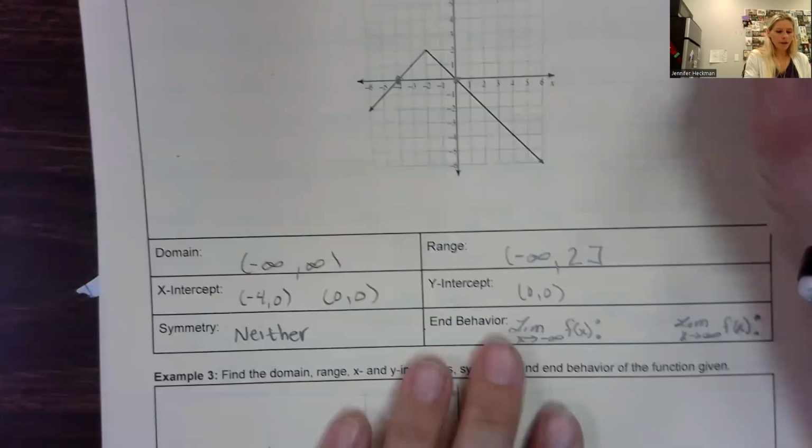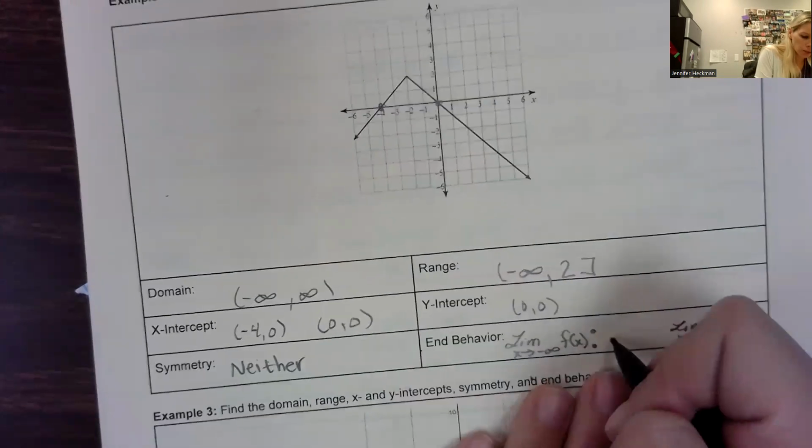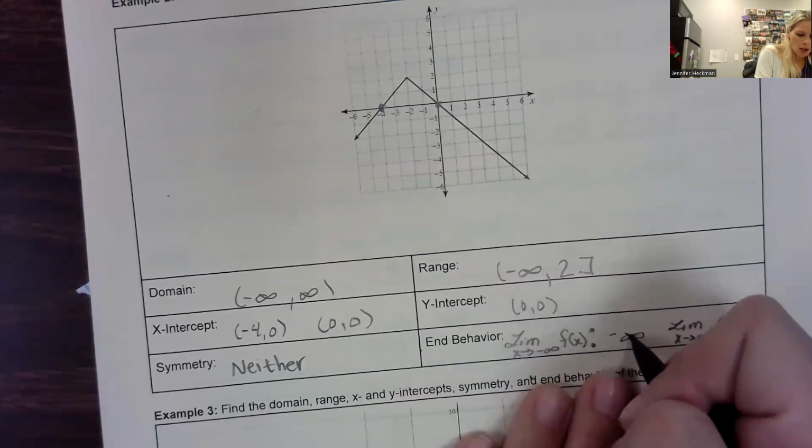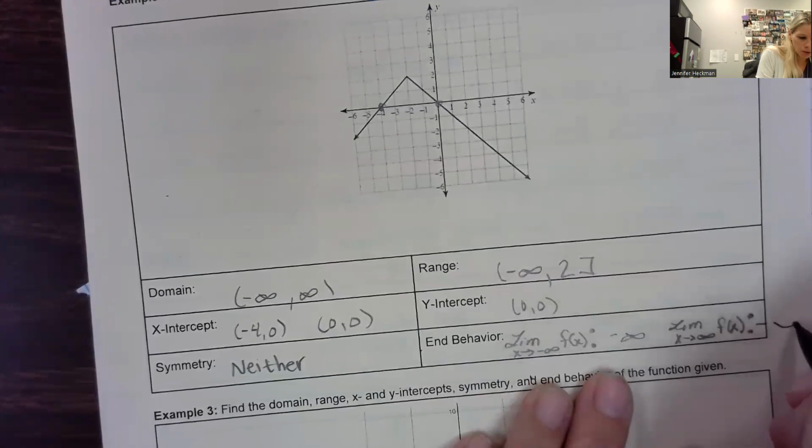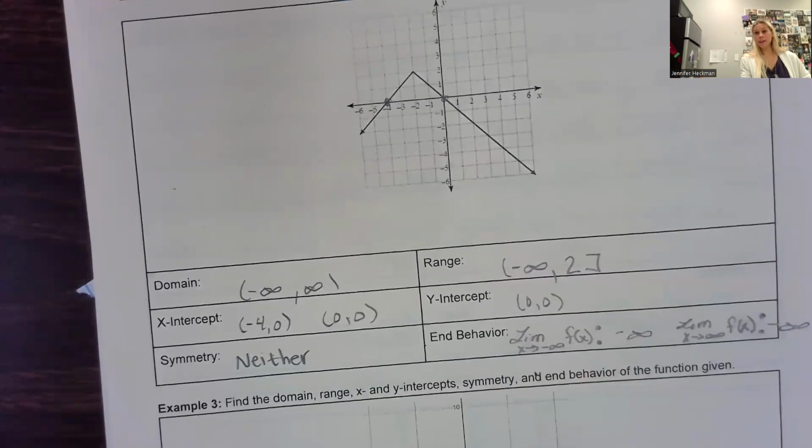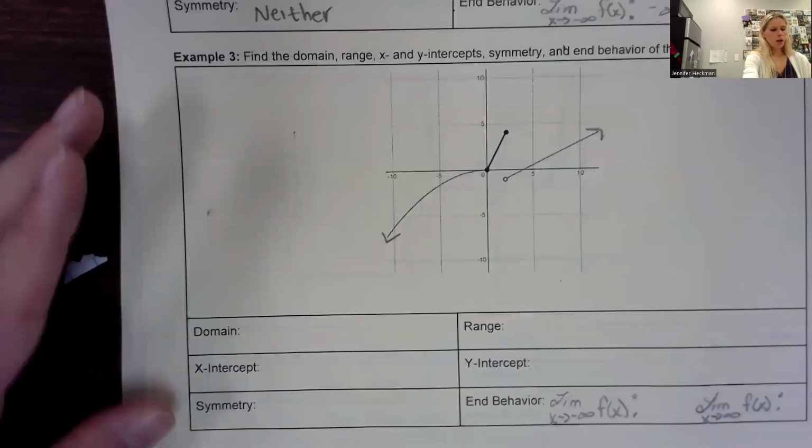So, and behavior, which way are our arrows pointing? They're both pointing down. So they're both going to -infinity. All right, last one.